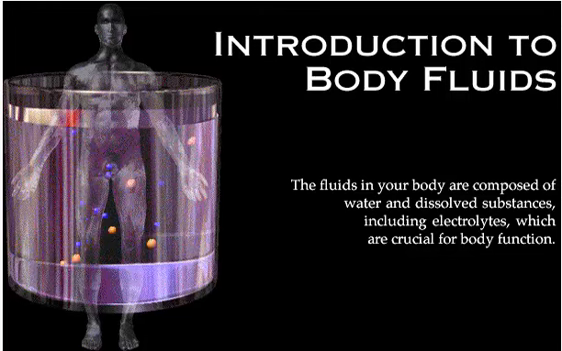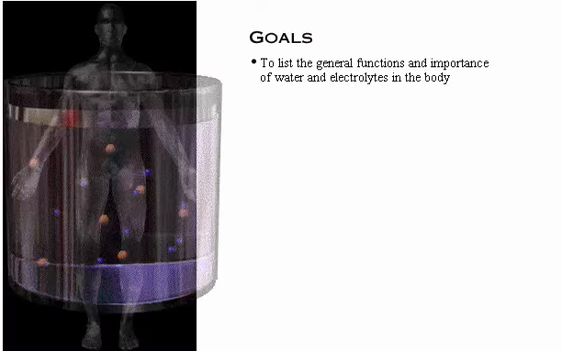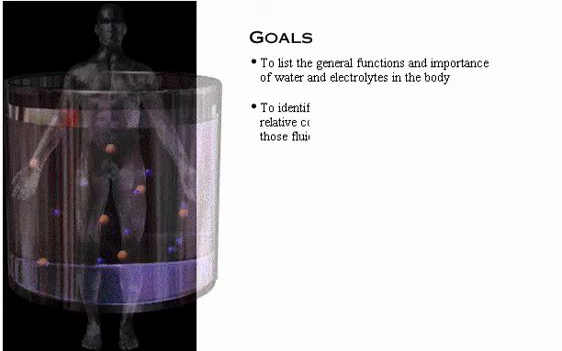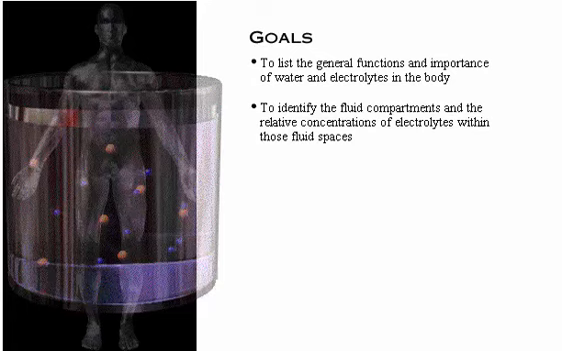The fluids in your body are composed of water and dissolved substances, including electrolytes, which are crucial for body function. Your goals for learning are to list the general functions and importance of water and electrolytes in the body, to identify the fluid compartments and the relative concentrations of electrolytes within those fluid spaces.